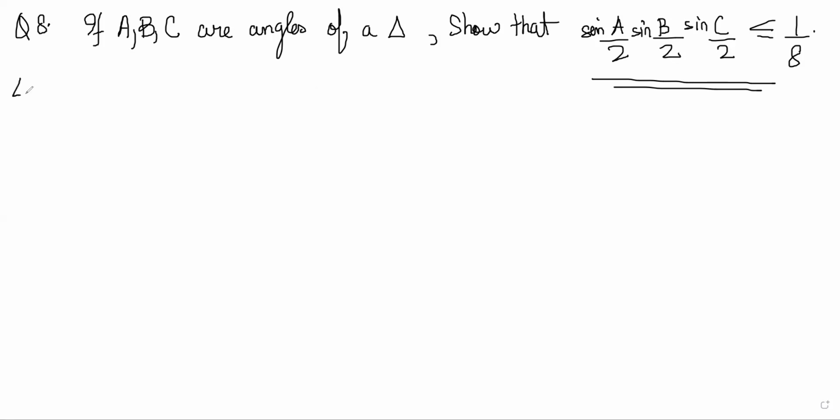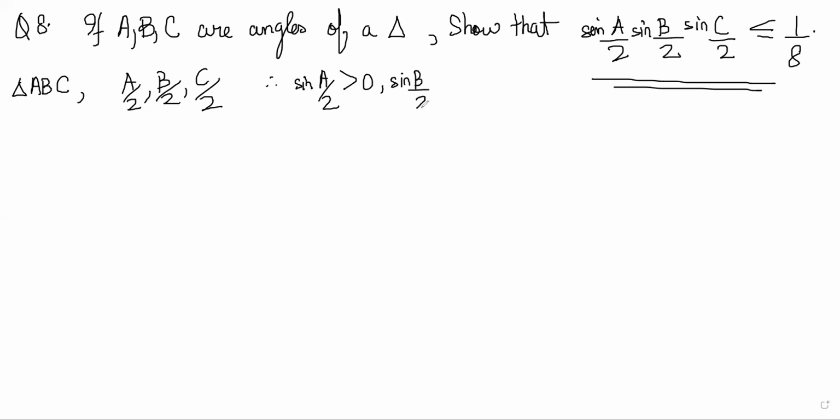So for any triangle ABC, we can say that A by 2, B by 2, and C by 2 add up to 90 degrees. Therefore, sine of A by 2 is greater than or equal to 0. Actually, it is not even equal to 0. It will always be greater than 0 because the angle cannot be 0.